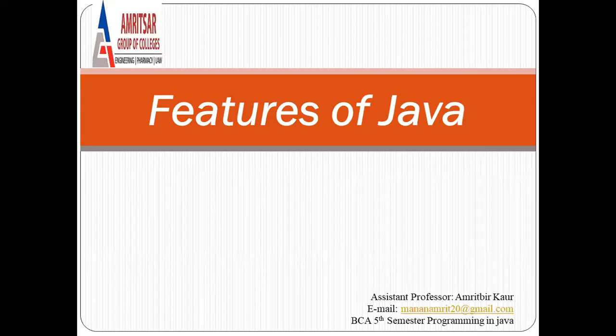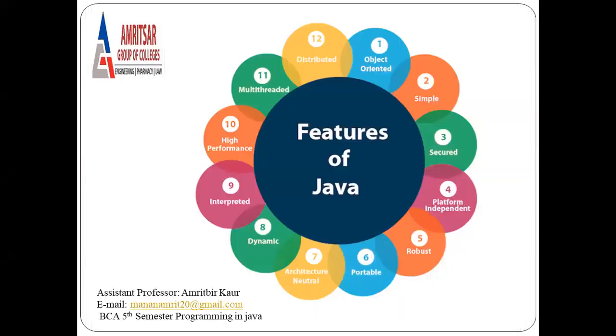So our next topic is the features of Java. There are a number of features of Java described in our image, like first one, object oriented, then simple, secured. Java is platform independent, robust, portable, architecture neutral, dynamic, interpreted, high performance, multi-threaded, and distributed.